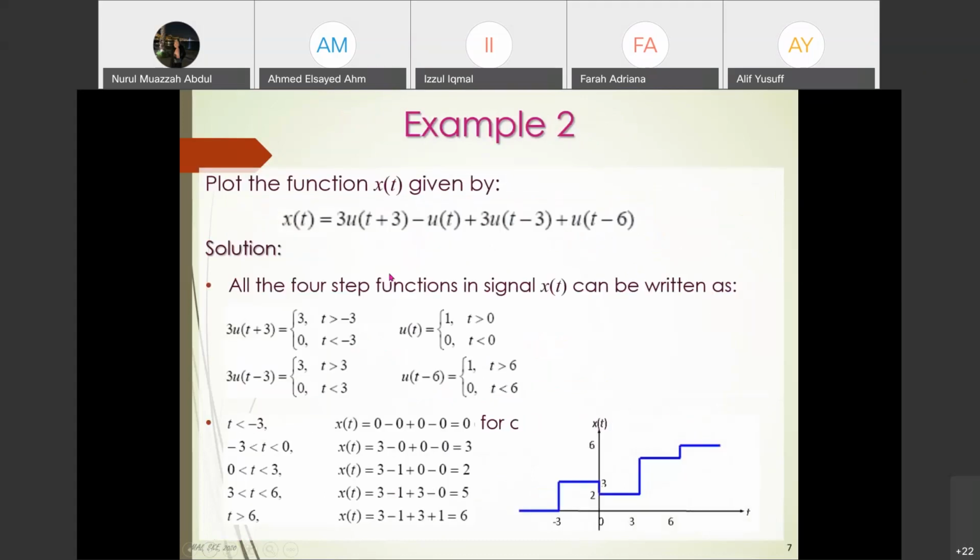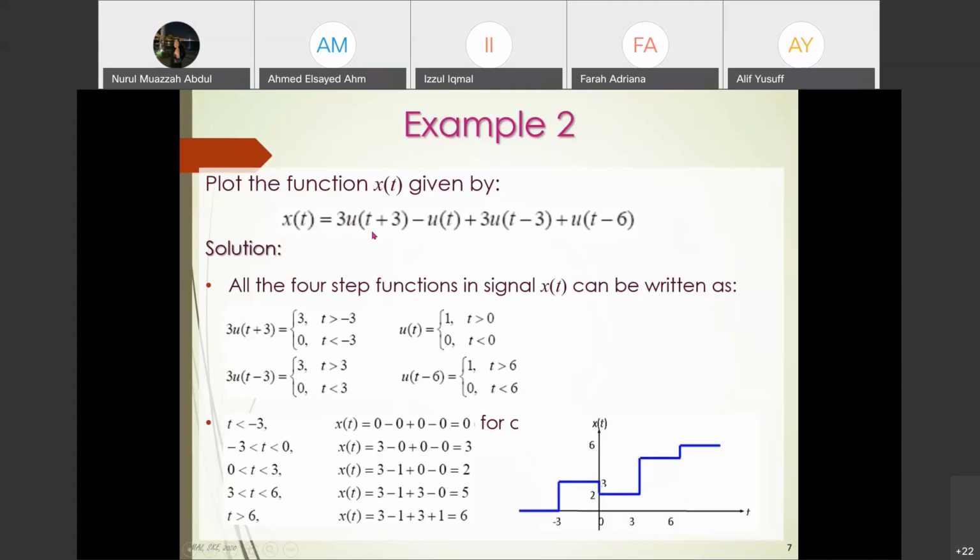Alright, so this is another important part where you have to plot the function of t given by this equation. This is a combination of unit step functions. That is why I said it is a very important function. For this example, how many unit step functions do you have here? Can anyone answer? You can answer in the chat, it shows up here, so I can read your chat. Can anyone answer how many unit step functions are here?